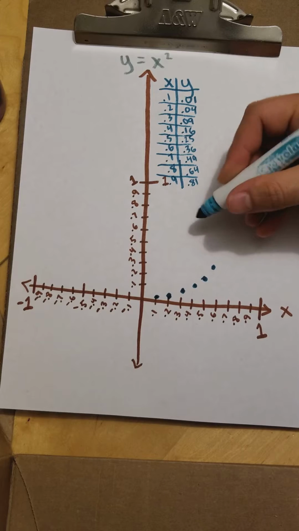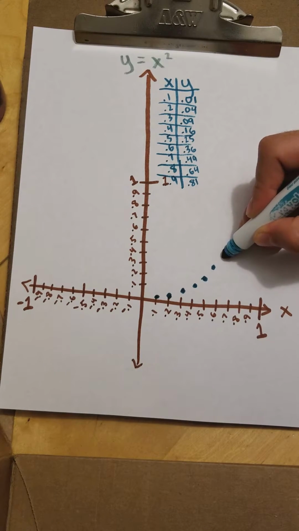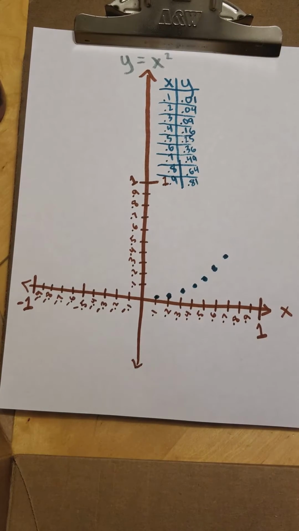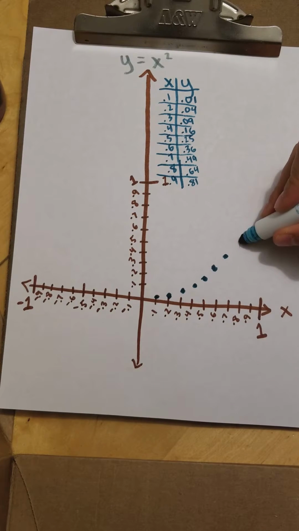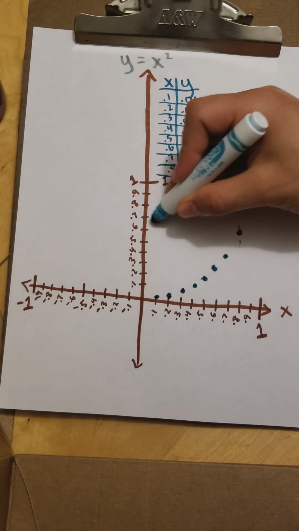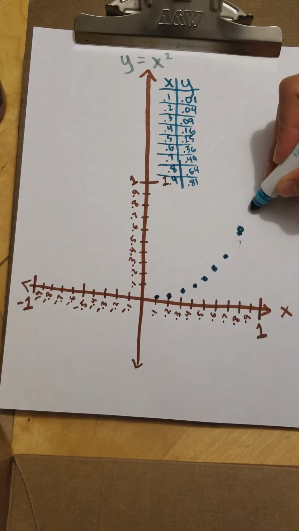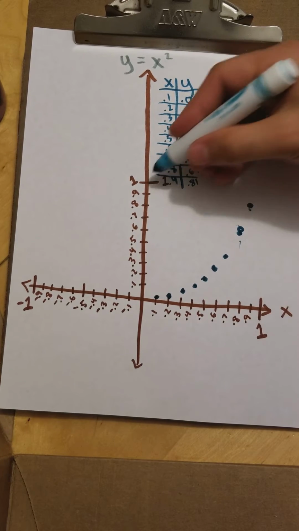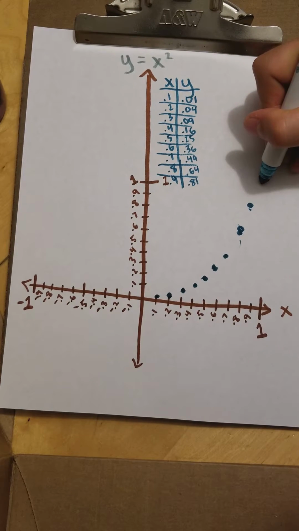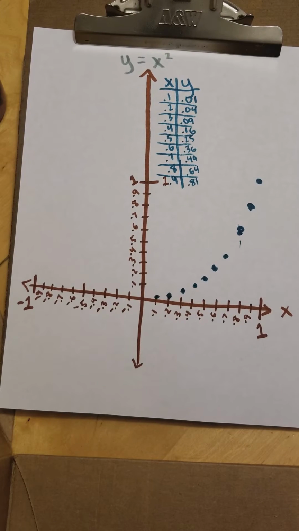Oops. Sorry, my graph is not perfectly drawn. 0.8 times 0.8 is 0.64. And 0.9 times 0.9 is 0.81, which is quite a bit higher. I didn't put them in the table, but 1 times 1 is 1. That'll be all the way up here, ish. Gonna make them big dots, give me some wiggle room.